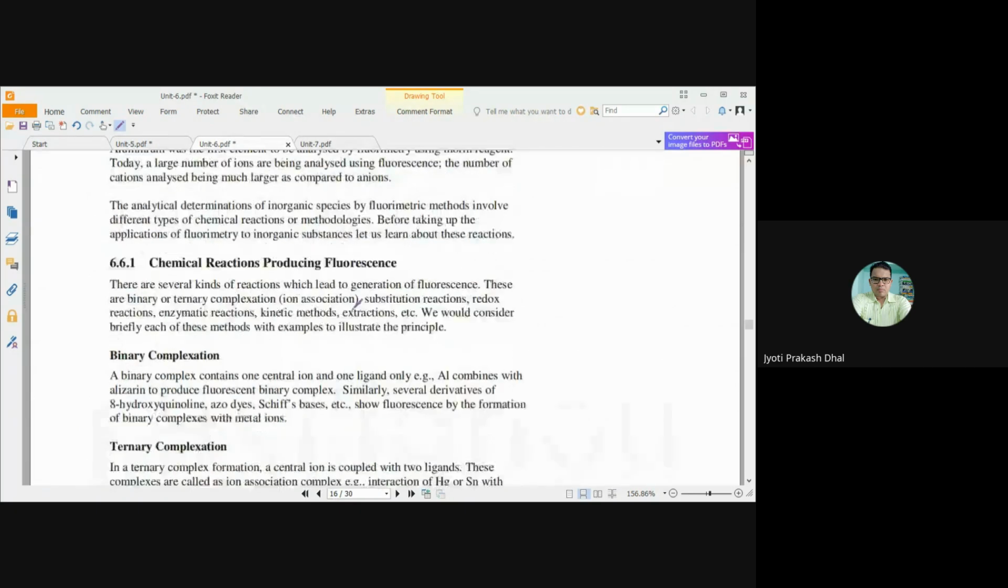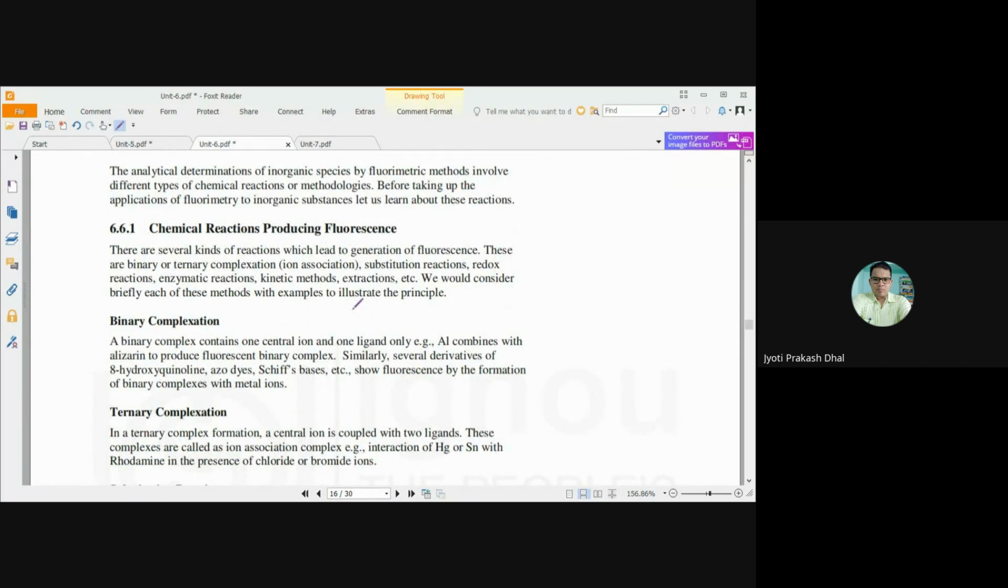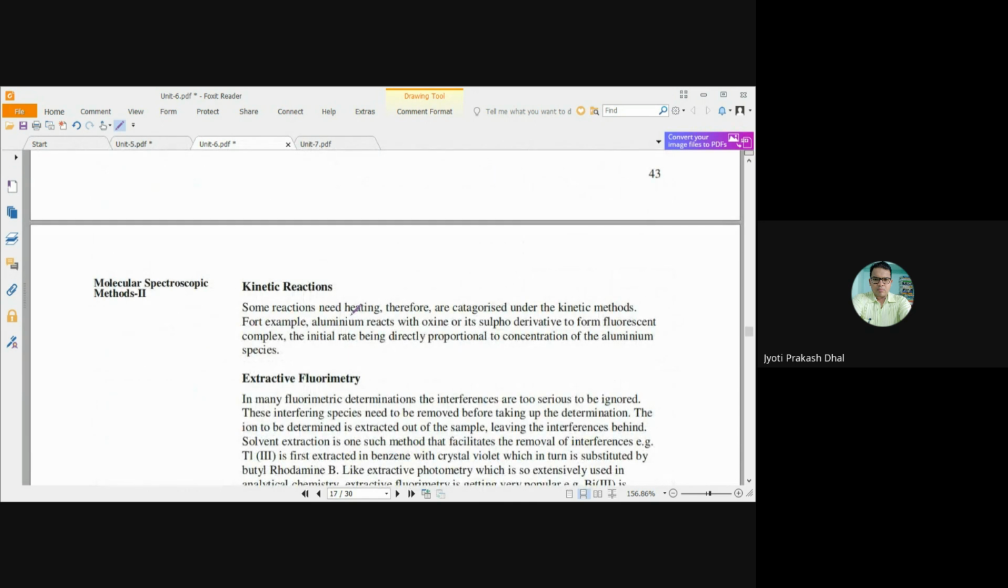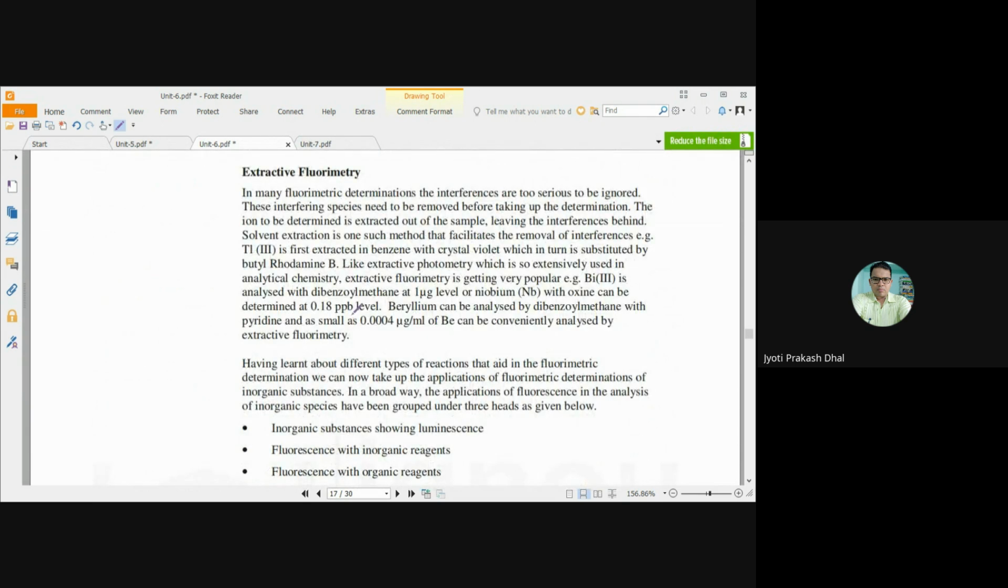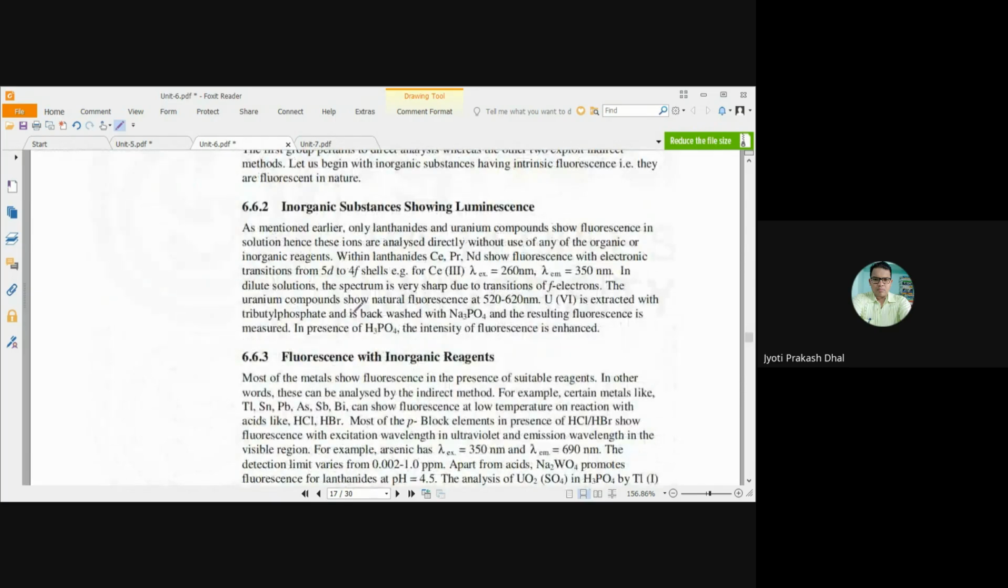Fluorimetric analysis of inorganic substances. In order to know the concentration of any type of inorganic substance, first you have to make the molecule fluorescent by formation of suitable complexes, and after that we will measure the fluorescence intensity.